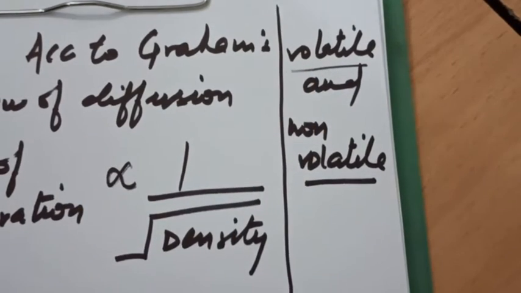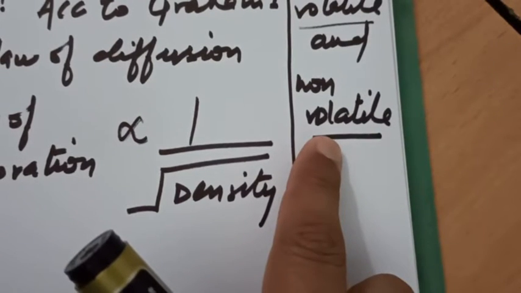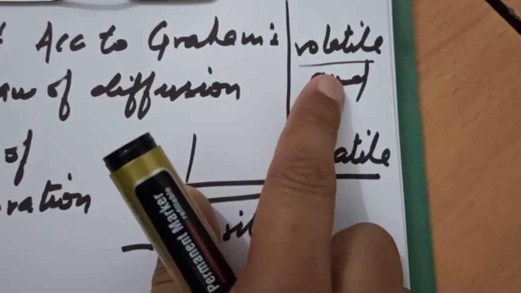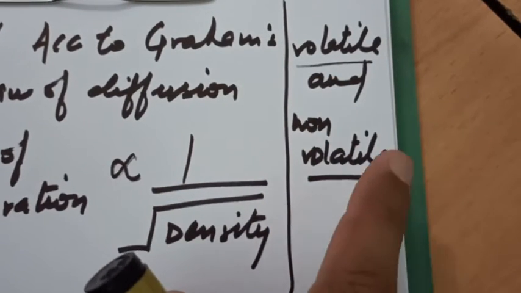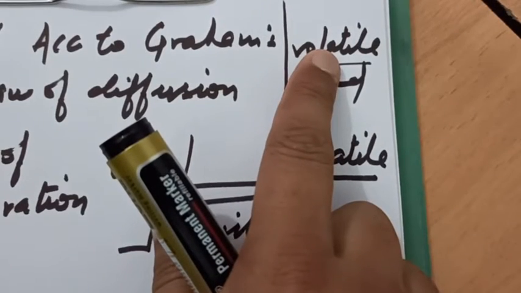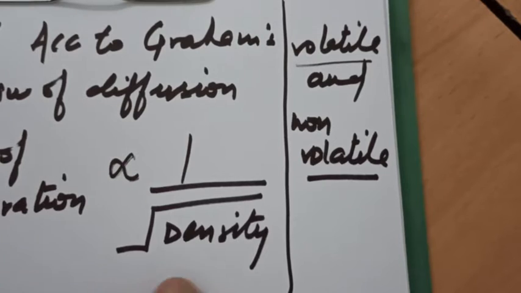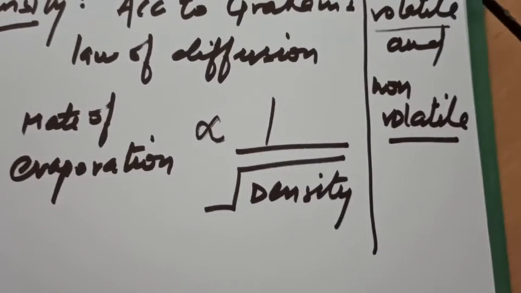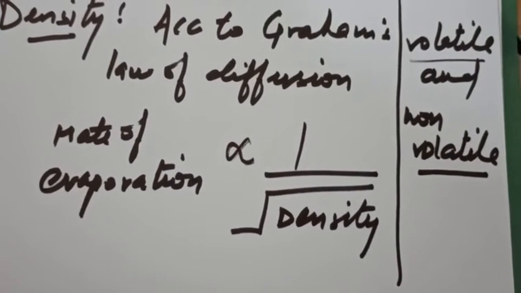Okay, so when a non-volatile substance is added or dissolved in a liquid which is volatile, for example, water is volatile, right? So suppose a salt or sugar that are non-volatile is added to water, which is a liquid, its density always increases. So if the density increases, then the rate of evaporation decreases. Understood that the rate of evaporation, how it depends upon the density of liquid.